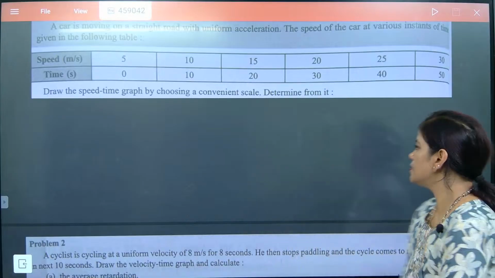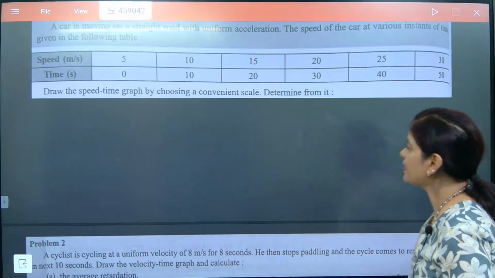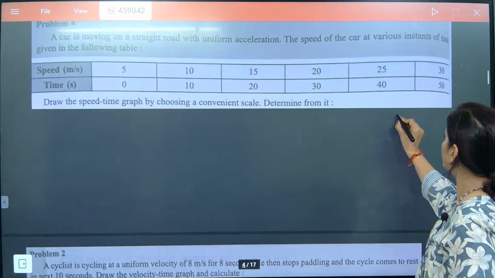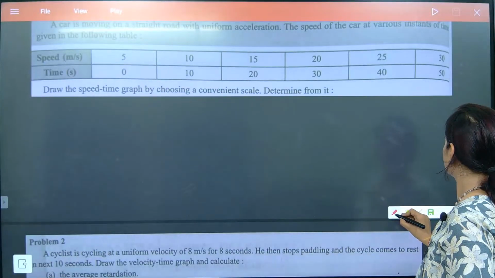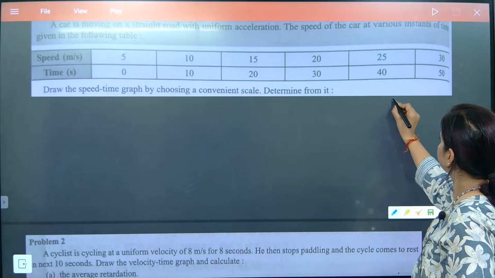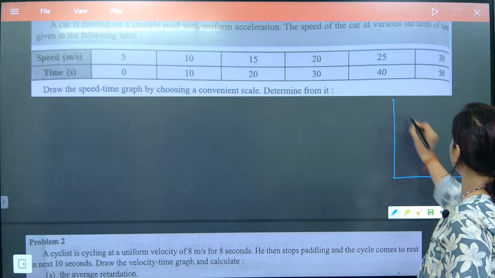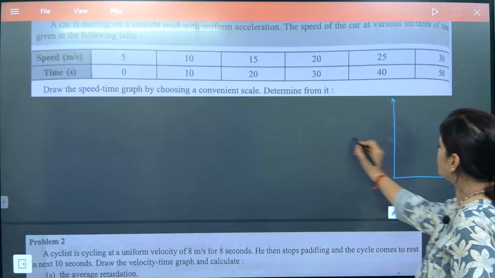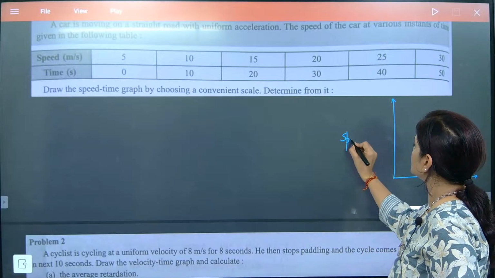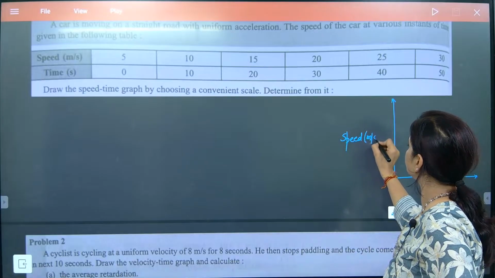So we'll do one work. We'll draw a graph. I'm drawing this side for my convenience. I'll draw here this. Okay, speed is exactly given. So speed I'm going to do here, speed in unit meter per second.